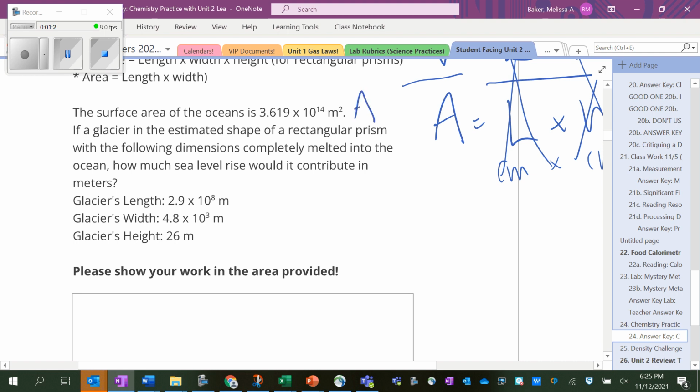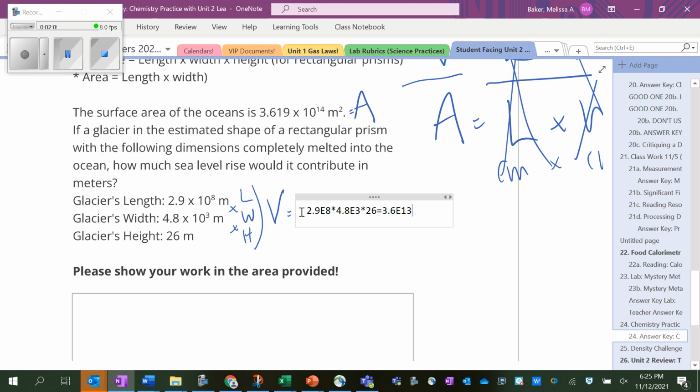It says the surface area of the oceans is 3.619 times 10 to the 14th meters squared. If you have a glacier with an estimated shape of a rectangular prism with the following dimensions, and it completely melts into the ocean, how much sea level rise would it contribute in meters? So here we've got a length times a width times a height. This will give us the volume. So I can type into OneNote, my volume is 2.9 times 10 to the 8th times 4.8 times 10 to the 3rd times 26 equals 3.6 times 10 to the 13, that's meters to the 3rd.